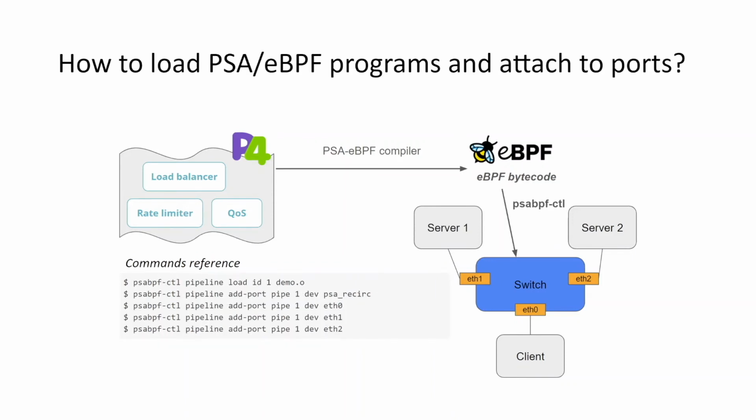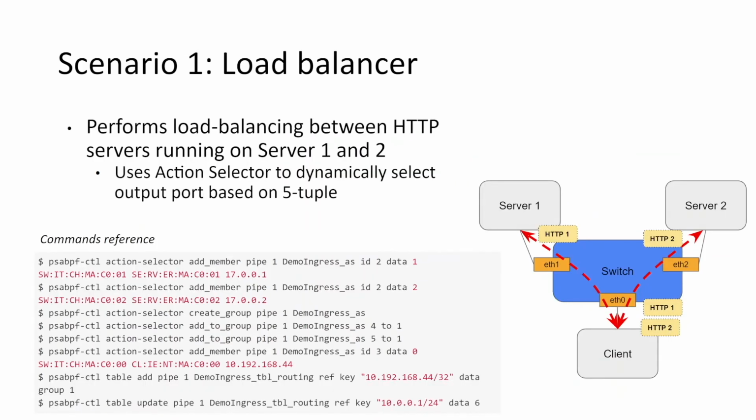Once we have compiled the program to eBPF bytecode, we can load it to the eBPF subsystem and attach to ports. To load programs, we use the PSA BPFCTL pipeline load command. To attach ports, we use the pipeline add-port command. First scenario, load balancer, performs load balancing of HTTP requests between two HTTP servers running on server 1 and server 2. It uses an action selector with a group of two members that have data to forward traffic to either server 1 or server 2.